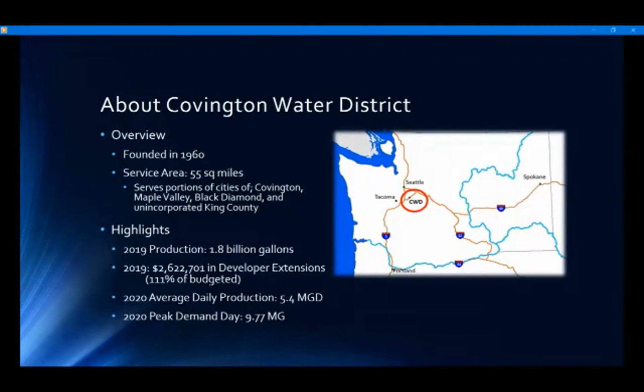In 2019, the district saw $2.6 million in developer extensions and produced 1.8 billion gallons of treated water. This year, our average daily production has been about 5.4 million gallons per day, with a peak day this summer of 9.77 million gallons. As the district grows within our service area and development continues, there's actually an ever-growing need to plan for the future.